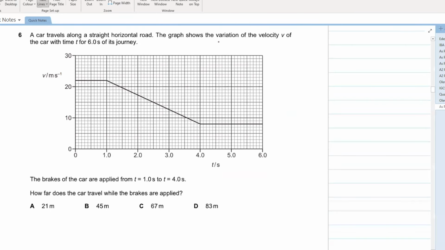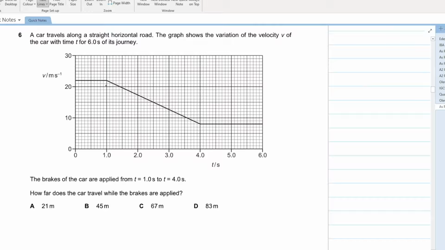A car travels along a straight horizontal road. The graph shows the variation of velocity of the car for the 6 seconds of the journey. So this is the velocity-time graph for the 6 seconds of the journey. The brakes are applied from time t equals 1 second to 4 seconds. How far does the car travel while the brakes are applied?